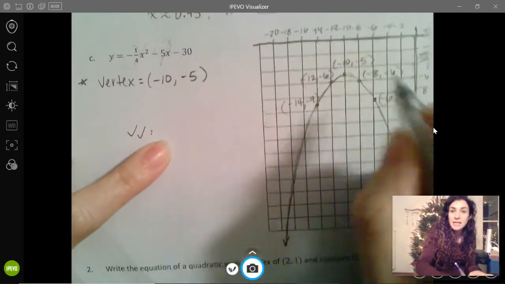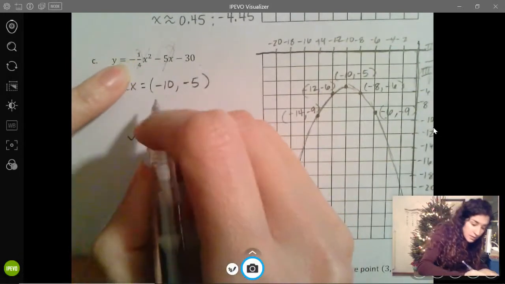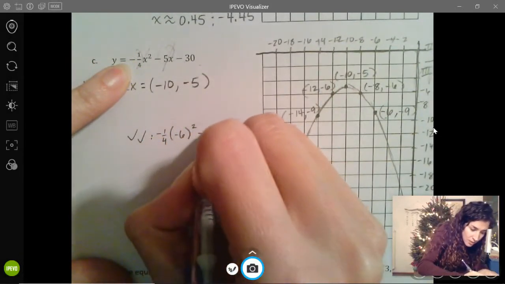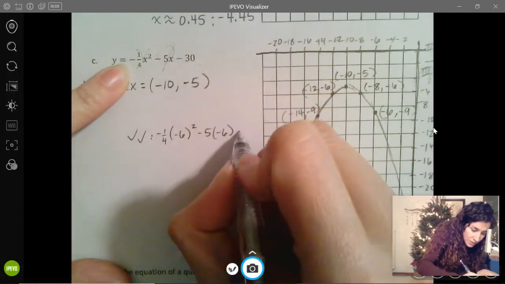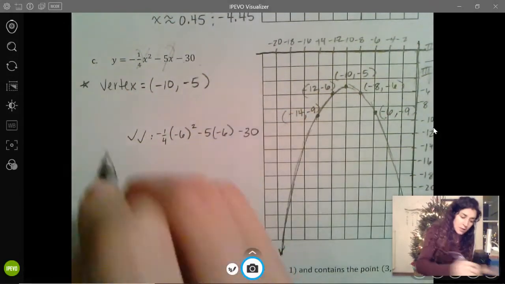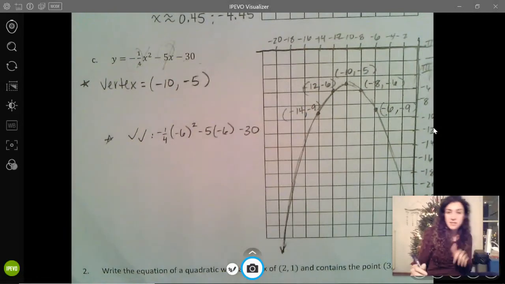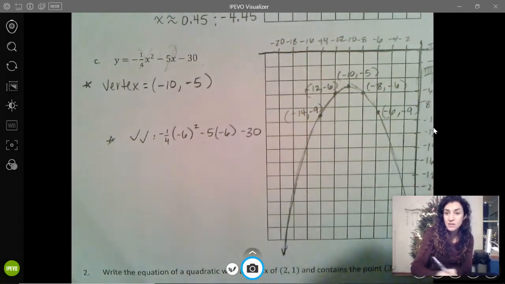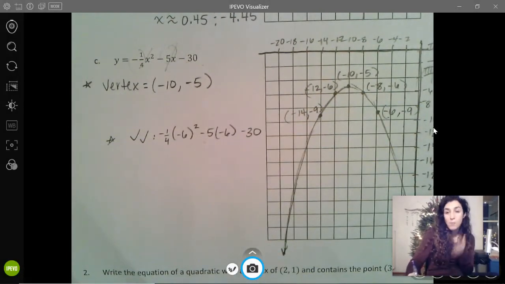I'm going to plug in -6 for this. -1/4 times -6 squared minus 5 times -6 minus 30. Go ahead and tell me real quick with this double check, what do I hope is going to be the value that I get back? If I plug in -6 and everything works out fine and that point is correct, what y value am I hoping that I'll get back?